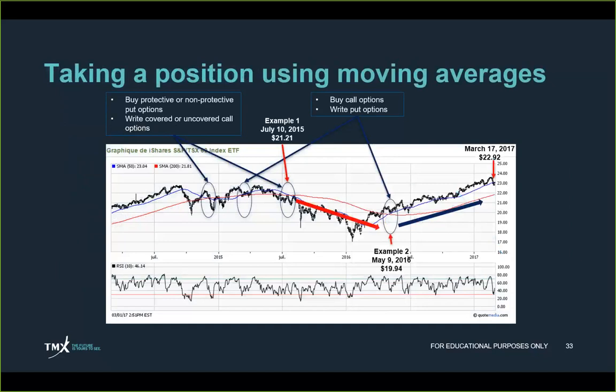So you can see that as certain observations are being made on this price chart, you're seeing certain signals being put forward to help us decide what strategy makes sense. This is an example of a moving average crossover. Let's take more specifically this example here when the shares were at 21.21. You've got this crossover of a moving average indicating the likelihood of a downtrend.